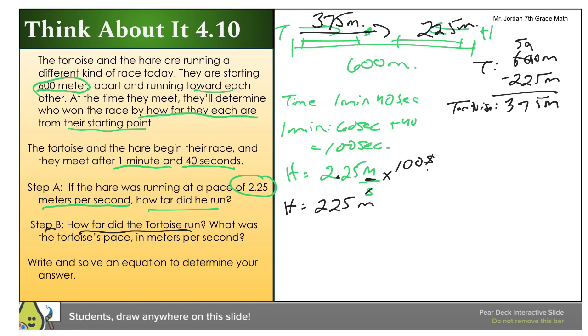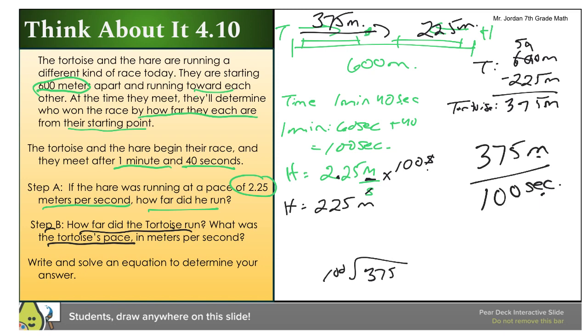It said, how far did the tortoise run? 375. But what was the tortoise's pace? Now, if he ran 375 meters and he ran for 100 seconds, then I'm going to get meters per second. So 375 divided by 100. If I go 375 divided by 100, it goes in 3 times. And then it's going to be 0.7 times 0.5. So 3.75 meters per second.